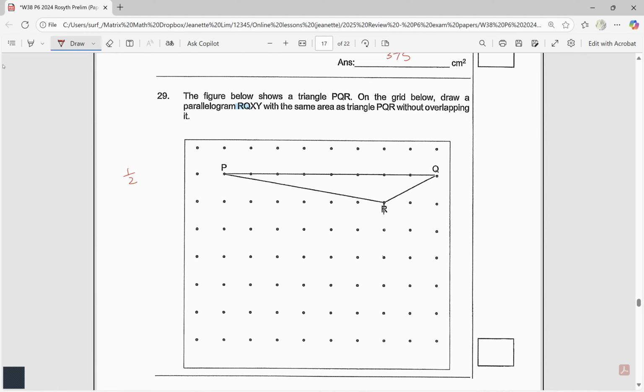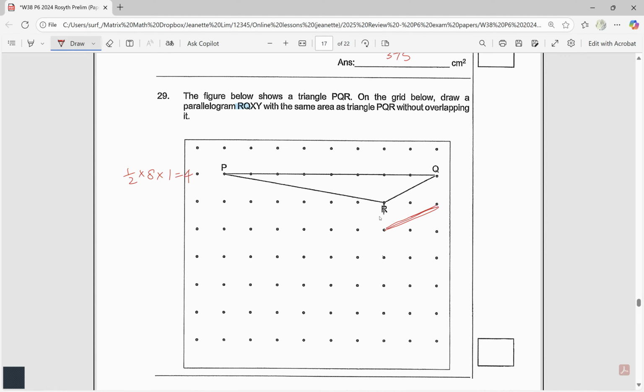So for the triangle, count the base and height. The base is 1, 2, 3, 4, 5, 6, 7, 8. So 8. Then the height is 1. So half times 8 times 1, which is 4. So I need to make the parallelogram such that it has an area of 4 units square. Since we already have one side of it, you have to have another parallel line, right? So let's say I just try.